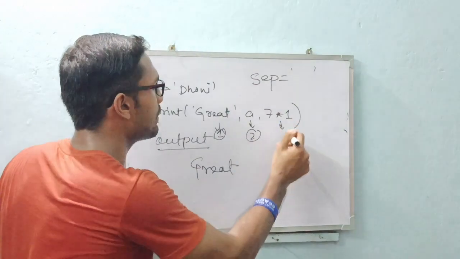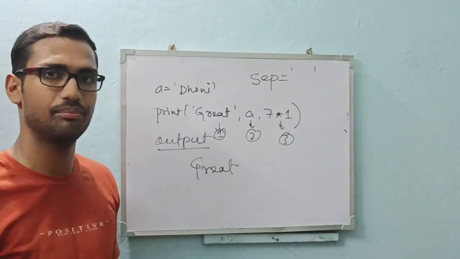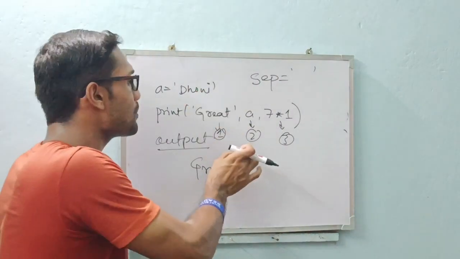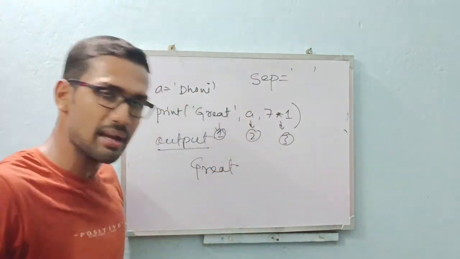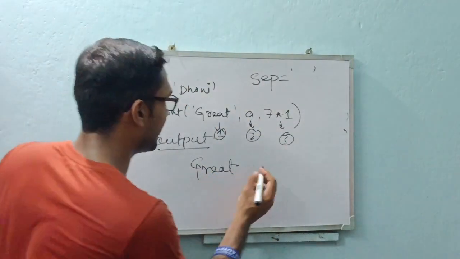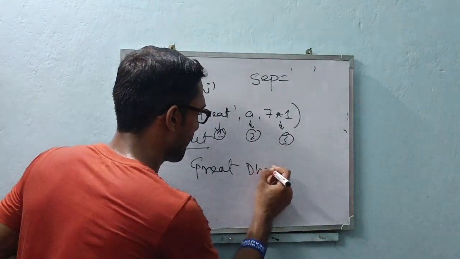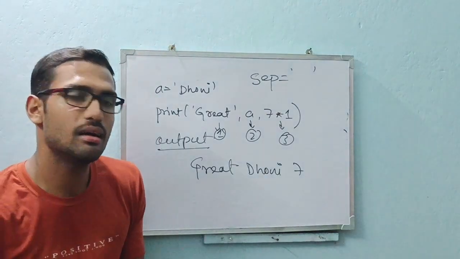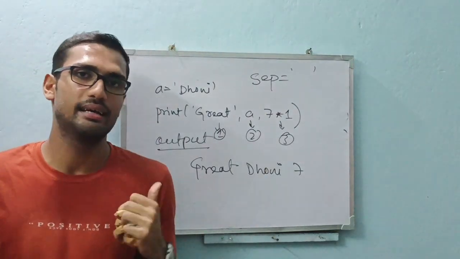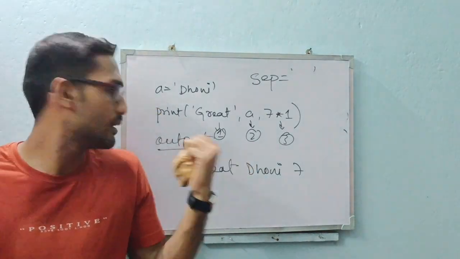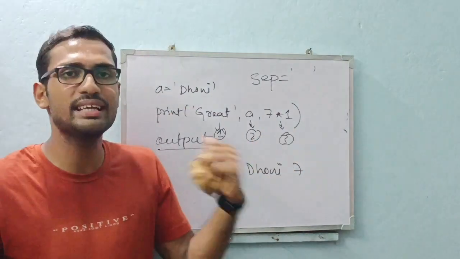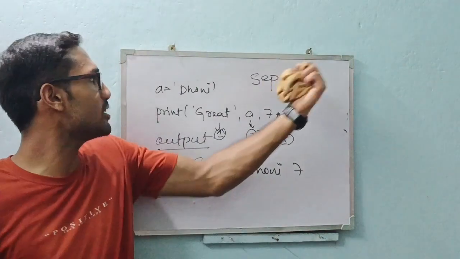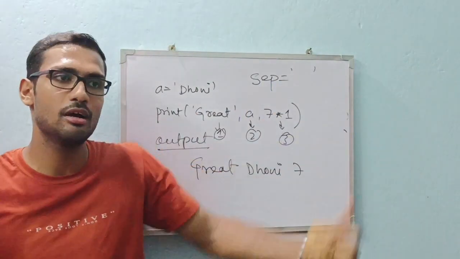This is my second parameter, and this is my third parameter. I can pass any number of parameters. The first parameter is separated from the second parameter using a space. So, grade Dhoni 7. But now I want to separate this same print statement using a hashtag. In that case I need to change the default value of SEP to hashtag.